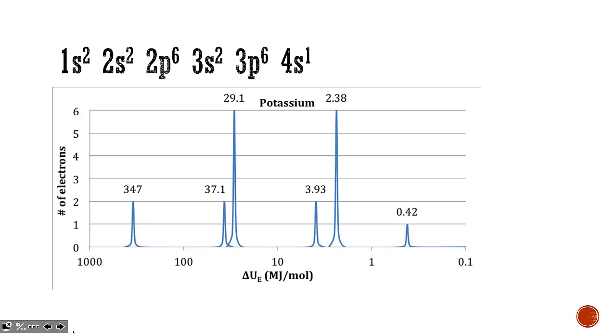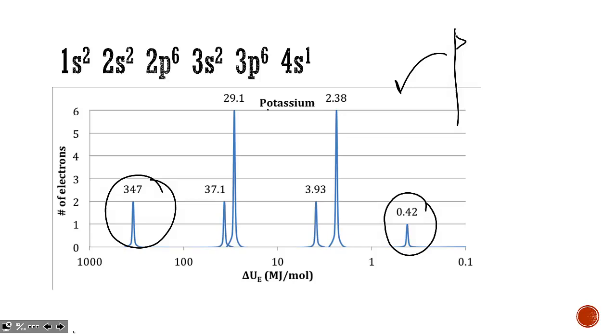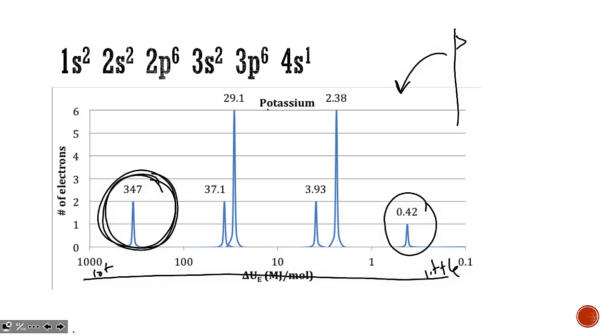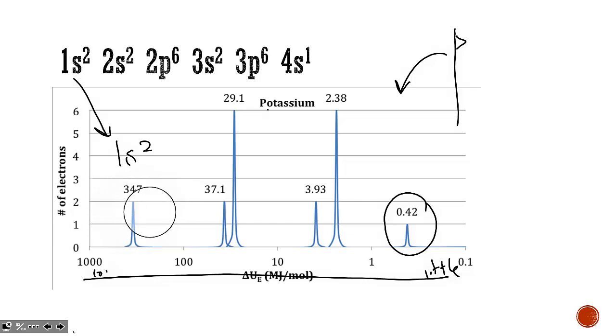If we look at PES data for potassium, it would look like this. All I did was take the PES data that we had been looking at, which had been up and down, and instead I've turned it on its side. If we look at the values on the x-axis, this is a lot, this is a little. So these electrons here require the most energy to remove. They are my 1s electrons. There are 2 of them, so this is my 1s2 blip.